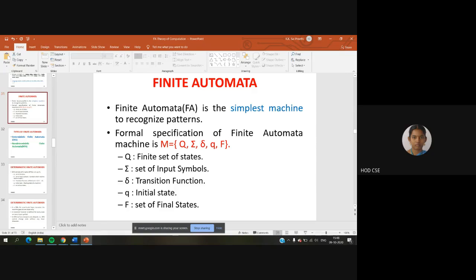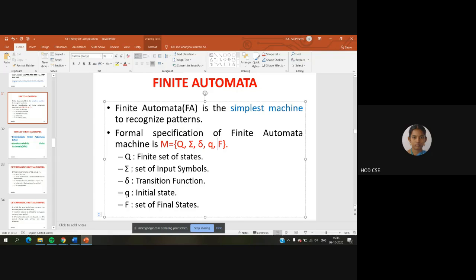And this is the formal definition of the finite automata, that is called a machine. It is denoted by the letter M, and it has 5 components: Q, sigma, del, small q, F. This Q is called the finite set of states, because the CPU and memory is configured by states and transitions. States are circled. Sigma is the set of input symbols. Del is the transition, and small q is the initial state.